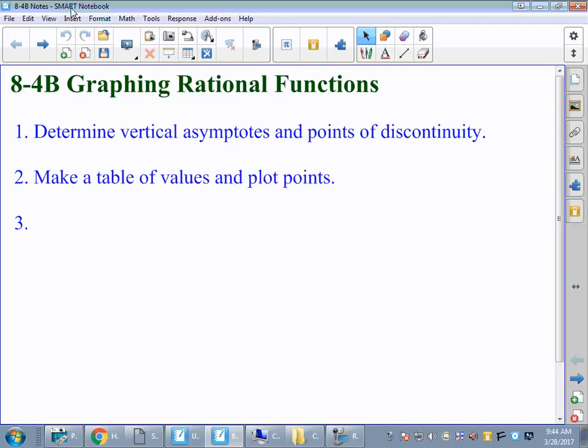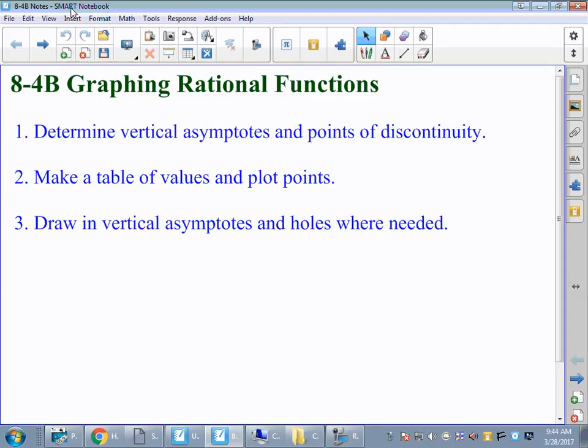We're going to make a table of values around those points, those breaks in the continuity. So it just depends on what we have going on, how many tables we may need. And then we're going to draw in vertical asymptotes and holes where they are needed.